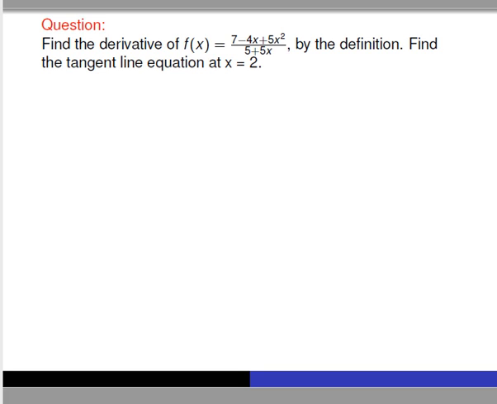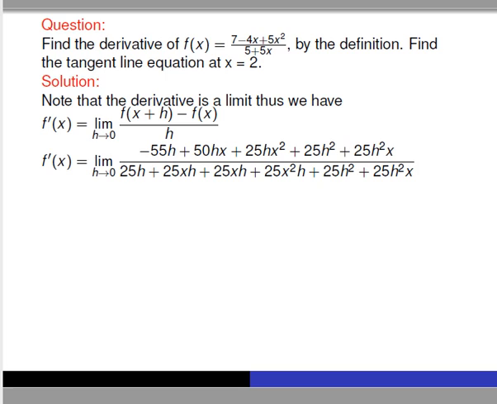In this problem we are asked to find the derivative of the function f(x) = (7 - 4x + 5x^2)/(5 + 5x) by the definition, and then find the equation of the tangent line at the point x equal to 2. We know that the derivative is a limit.